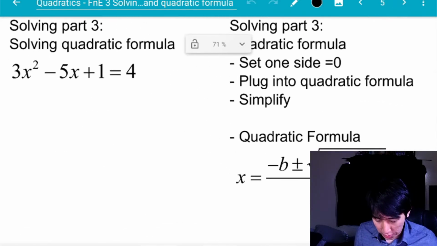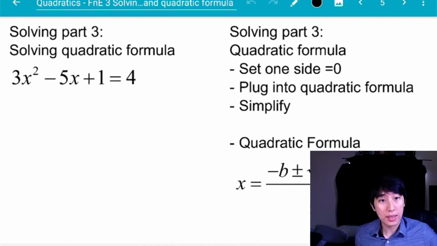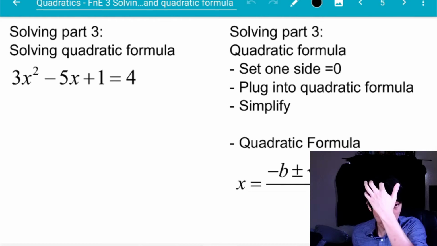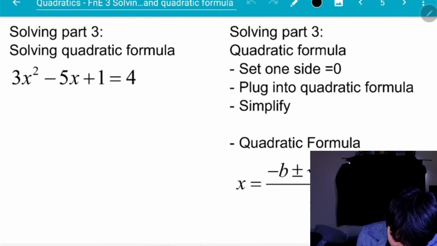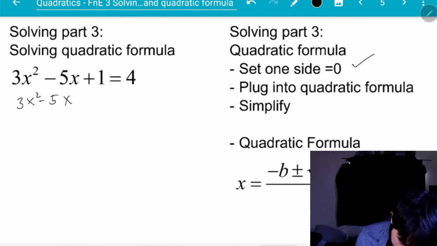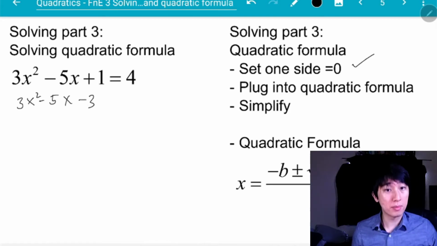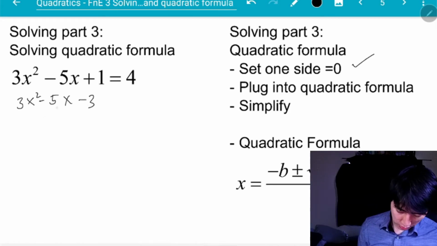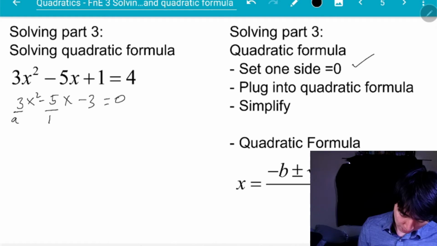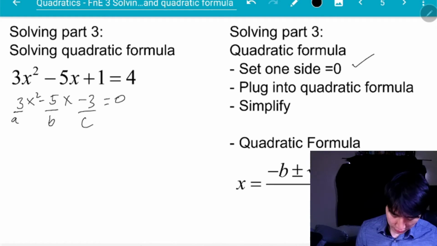So let's do another one. Same thing. What we have over here is 3x squared minus 5x plus 1. First thing we're going to do is subtract 4 on both sides because step 1 is set one side equal to 0. 3x squared minus 5x minus 3 equals 0. Now from here, we're going to use our quadratic formula. And then let's just label this out, A, B, C, just to make life a little easier.